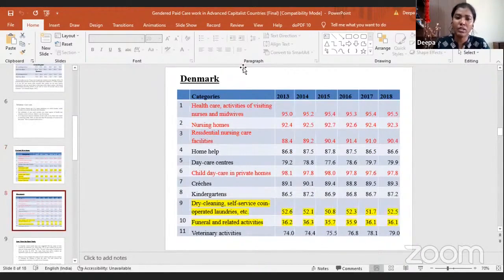The same is reflected in Denmark, which is basically state funded with respect to care work. We see that healthcare, nursing, residential nursing care facilities, or even childcare in private homes are overwhelmingly represented by women compared to dry cleaning. And you see this category, funeral related activities, where the share is very low compared to childcare in private homes and other similar categories.